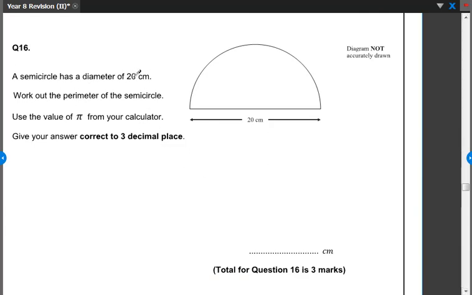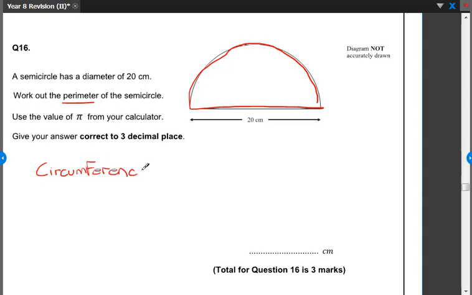Okay, next one. Semicircle with diameter 20. Work out the perimeter of the semicircle. So the perimeter is this and that. Don't forget that. A lot of people seem to forget that. Now, use the value of pi from your calculator. Okay. So what is the circumference of a circle? Circumference of a circle.